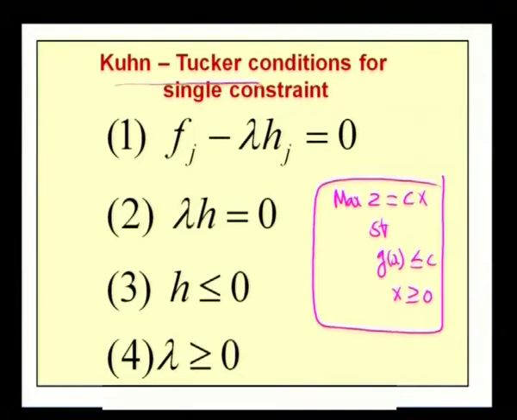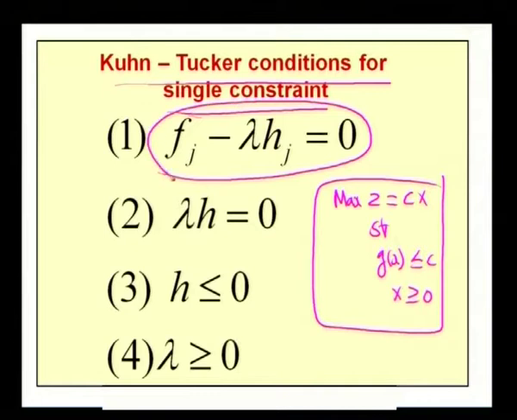The Kuhn-Tucker condition for a single constraint is, the first condition is f_j minus lambda h_j equal to 0. That means, dou f by dou x1 minus lambda into dou h by dou x1 equal to 0. Suppose the given NLPP involves 2 variables, then the corresponding condition is dou f by dou x2 minus lambda into dou h by dou x2 equal to 0.